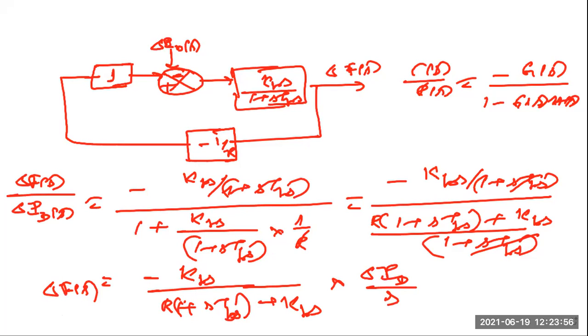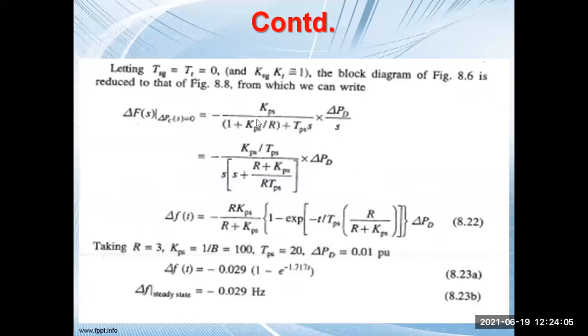So now what has to be done? We need to do the partial fraction. You see, we are getting this. So this value, whatever we have got there, we'll do the partial fraction, and using this partial fraction, what we'll get? Minus KPS by TPS, S into S plus R plus KPS by R plus TPS into delta P. Now if you do the partial fraction and take the inverse Laplace, this will be minus R KPS by R plus KPS, 1 minus exponential, because S into S plus A is of the form 1 by S minus 1 by S plus A.